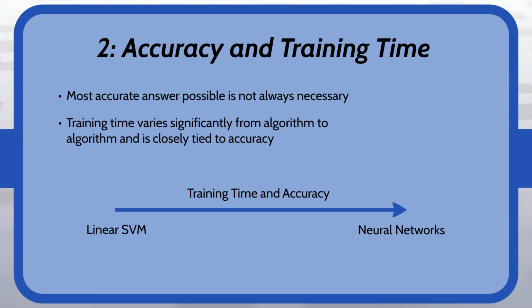Again, whatever task you're trying to solve is going to require different levels. If we're doing maybe cancer prediction, we're going to want to be as accurate as possible. In other tasks, maybe not as important. So that's always important to consider before going in and picking an algorithm.